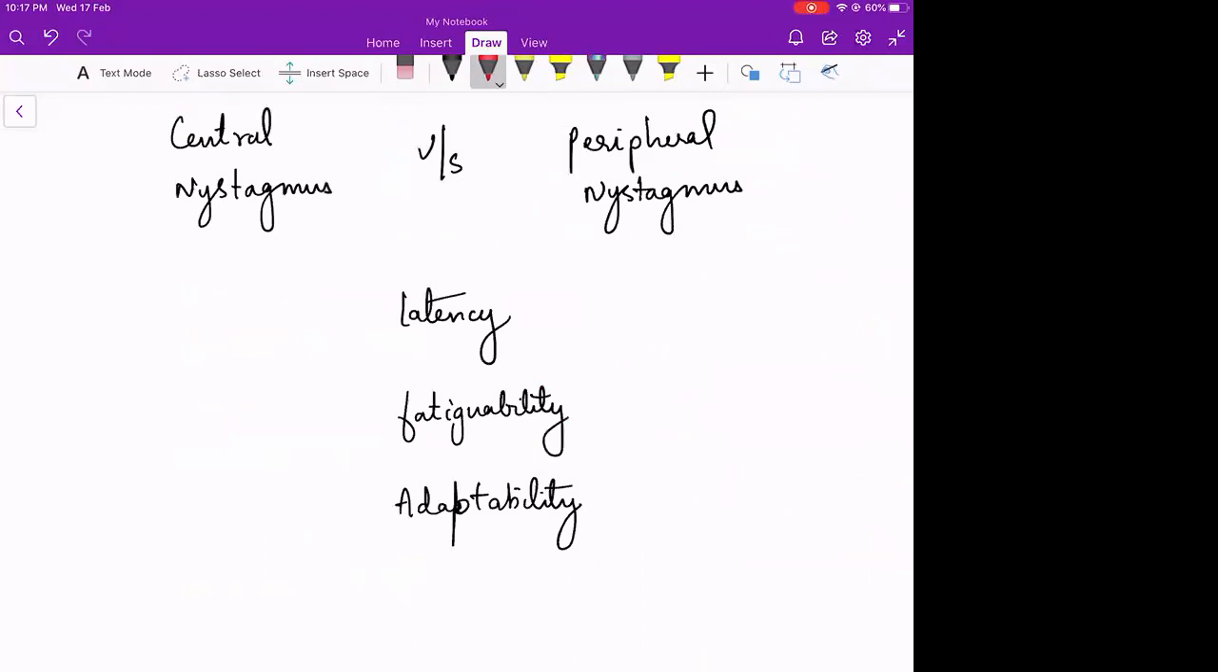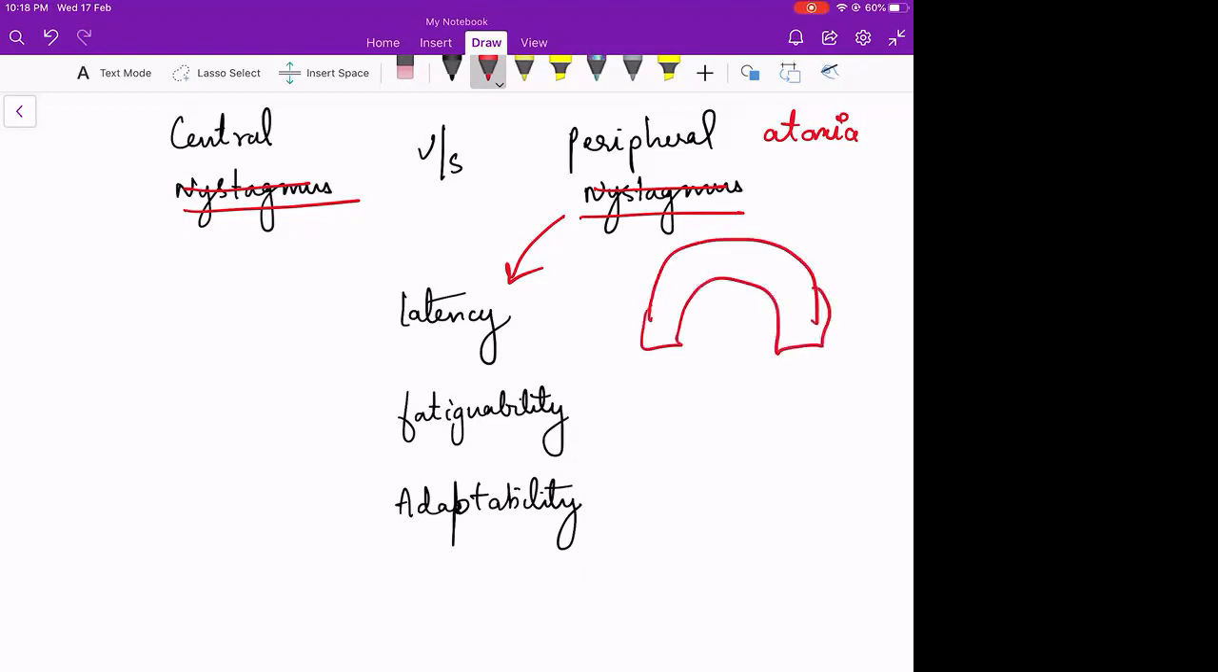So the difference between central and peripheral is that the patient will have nystagmus in both, but in peripheral vestibular ataxia there will be latency, fatigability, and adaptability, meaning the patient will attain inertia in the labyrinth and will adapt by itself. The patient will also have certain latency and fatigability, whereas central nystagmus will not have any of these features. Nystagmus in particular I'll teach in a future class.